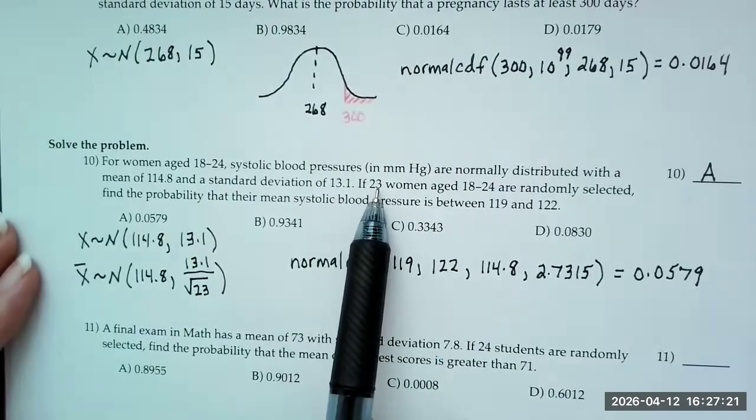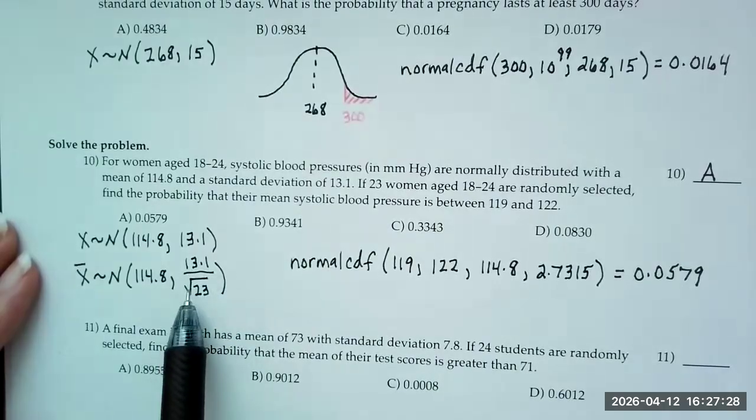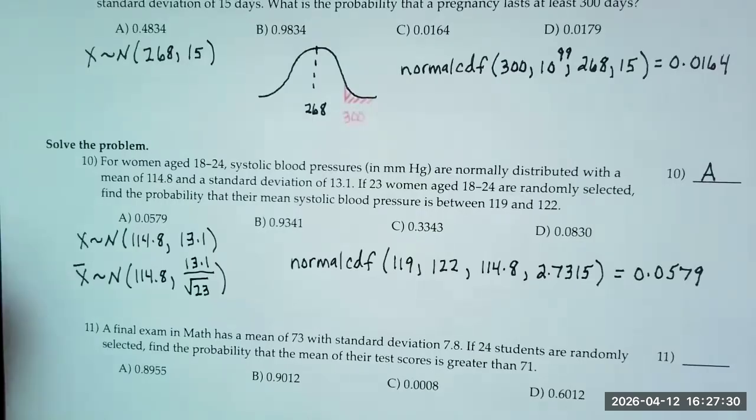But now that we know that it's normally distributed, we're going to go ahead and take that standard deviation and divide it by the square root of 23. So that was us using the standard error.